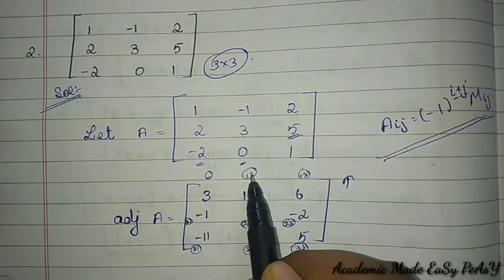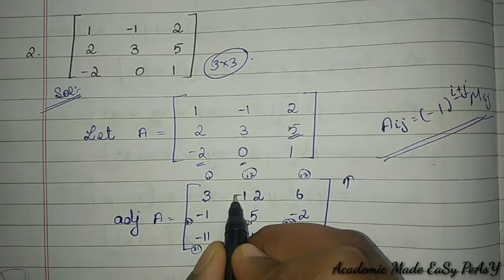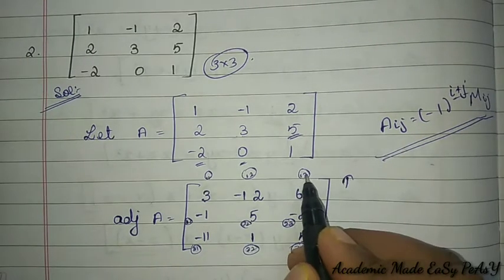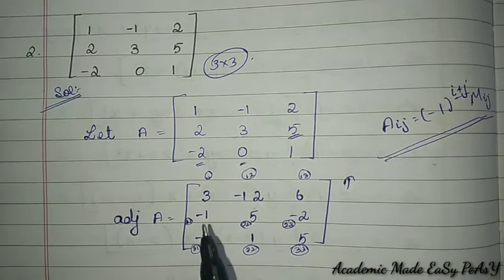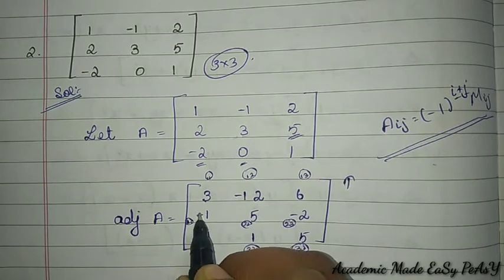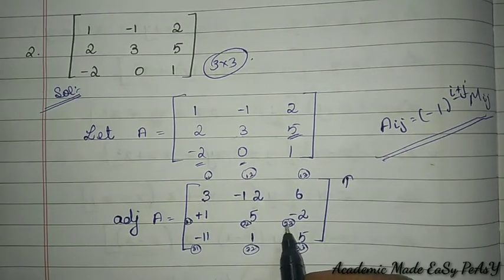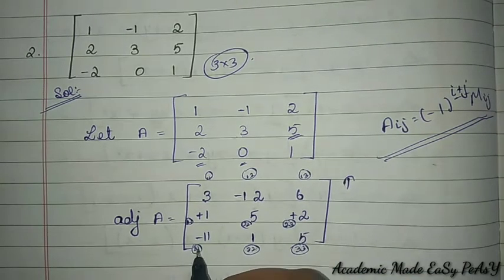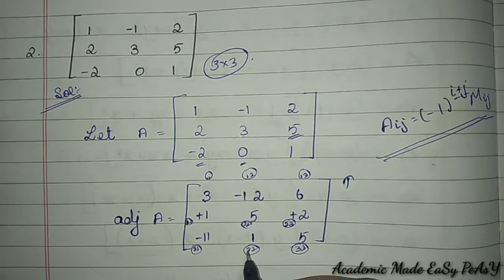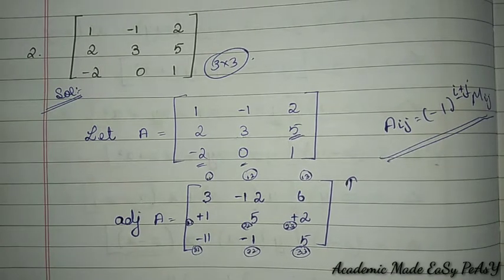1 plus 2 is 3, so minus 1 cube is minus. I will be writing minus over here. And 1 plus 3 is 4, so it is positive. 2 plus 1 is odd, so minus, and minus of minus is always plus. Next, here it is even position. Then here it is odd: 2 plus 3 is odd, so minus will become plus. And 3 plus 1 is 4, which is even. 3 2 is odd, so I will be changing the sign. 3 3 is even, so I will just leave it.